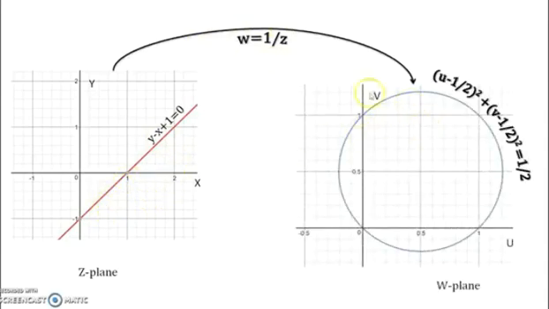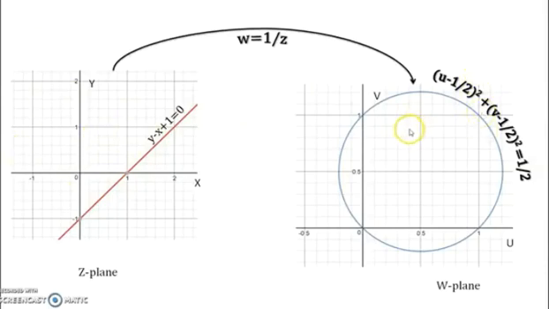So after transforming this into the w plane, it is a circle with center half comma half and radius 1 by root 2. This is the circle of the w plane. So the straight line in the z plane is mapped into a circle in the w plane.